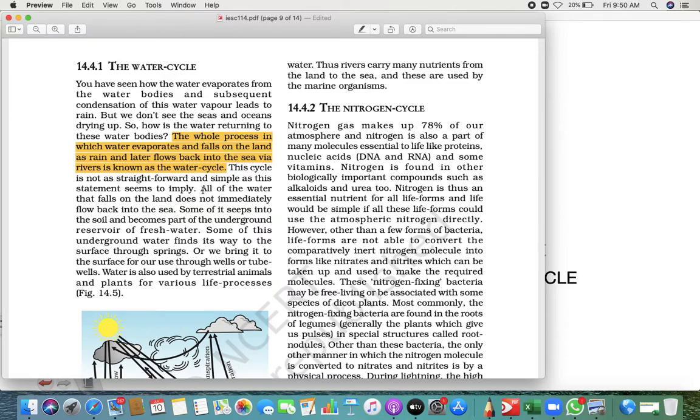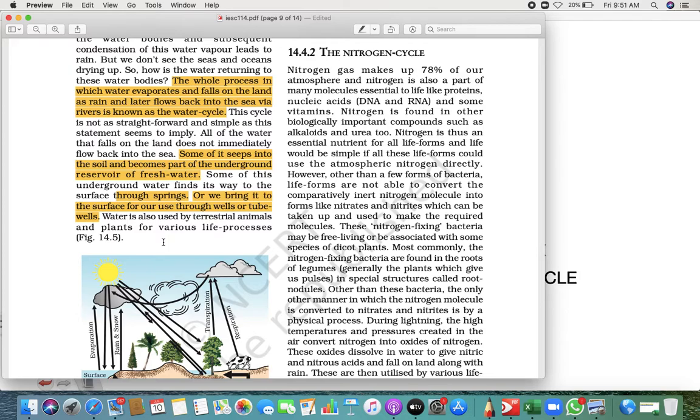All the water that falls on the land does not immediately flow back into the sea. Some of it seeps into the soil. You know that the water is under the reservoir also. Reservoir means underground. Now, where does this water come from? During rain, the water seeps into the earth and it becomes fresh water. Now, this fresh water comes out in the form of springs, right? You have seen the hot springs somewhere, or we also dig out the water through wells or tube wells, right? So this is how the water goes and comes back.